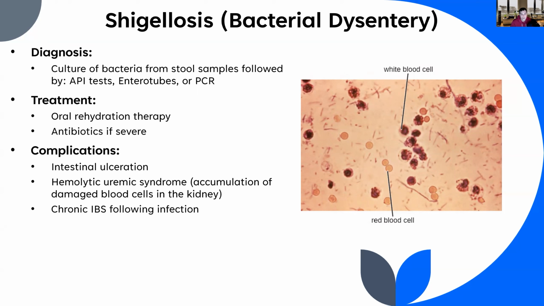Complications include intestinal ulceration. Some strains of this carry something called Shiga toxin, which can ulcerate the intestine, causing damage. It may even result in that particular portion of the bowel needing to be removed. There's also the risk of something called hemolytic uremic syndrome, or HUS, and we'll see this a few more times in this particular presentation. Basically, damaged blood cells begin to accumulate in the kidney, and this can cause irreversible kidney damage and even kidney failure. And some people have reported chronic irritable bowel syndrome, or IBS, following this particular infection.